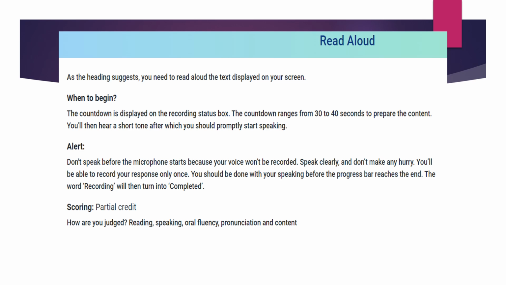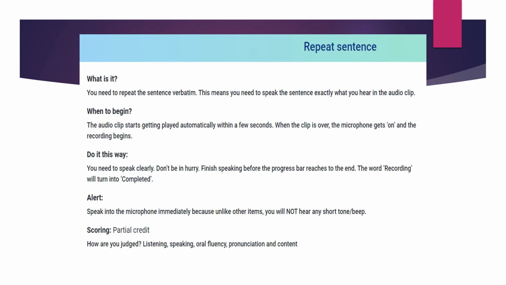The scoring will be partial credit, and how are you judged? Reading, speaking, oral pronunciation, and content are there for your assessment. So what is Repeat Sentence? Basically, you need to repeat the sentence verbatim. This means you need to speak the sentence exactly as you hear it in the audio clip.